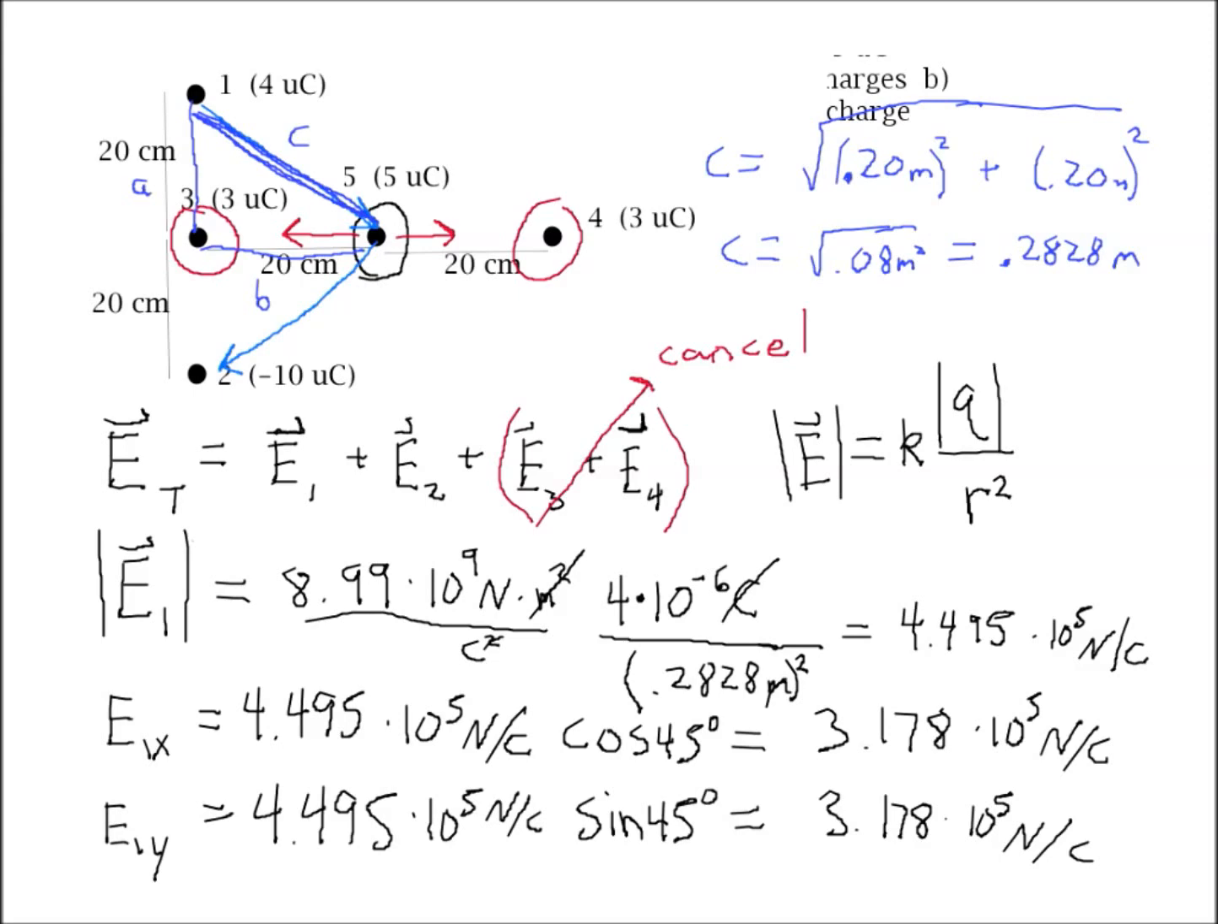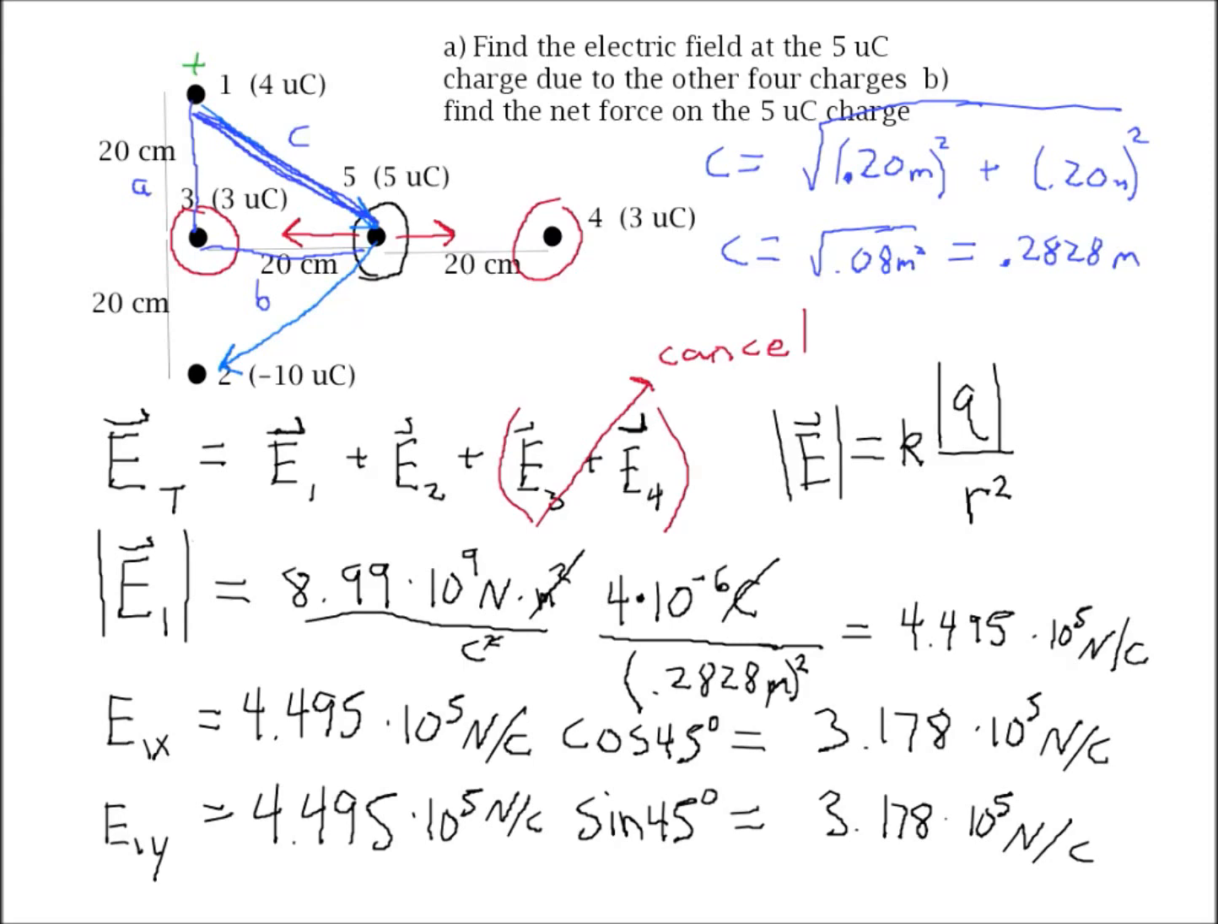It's important that we pay attention to the direction here. All we've found so far is the magnitude of the x and y components of E1. To get the direction, we need to use what we know about how electric fields point. Electric fields point in the direction of the force that would be experienced by a positive test charge. So, since I have a positive charge here, and I'm looking for the electric field down here, I imagine putting a positive charge down here where the 5 microcoulomb charge is, and I see what direction the force on that charge would be due to the charge that's up here.